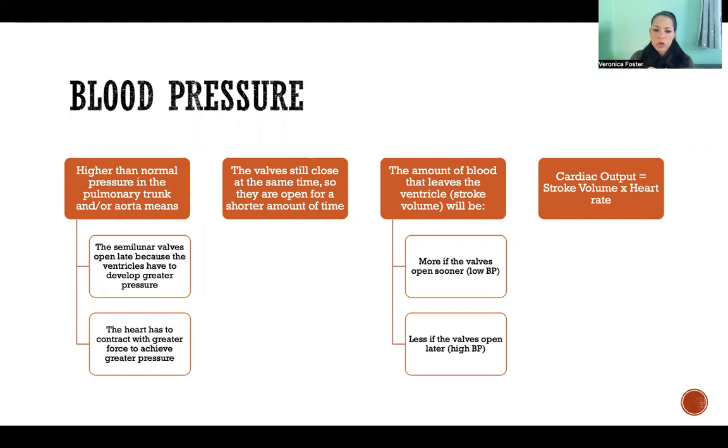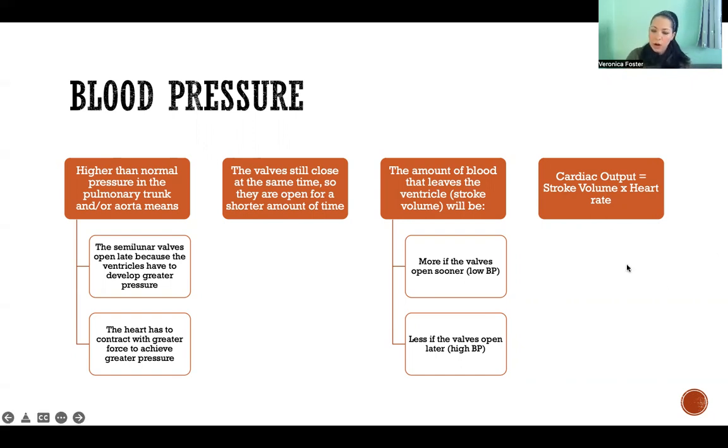To clarify, ejection fraction is percentages. So of the blood in the ventricle, what percentage is ejected? Stroke volume is about the actual quantity. So like how many milliliters of blood. Okay, so ejection fraction is the percentage, and the stroke volume is an actual measurement, actual amount of blood that is being ejected. Okay, so the later the valves open, the less blood is ejected. The earlier the valves open, the more blood is ejected. So high blood pressure is going to mean lower stroke volume and more work on the heart to be able to produce more force to eject the blood.